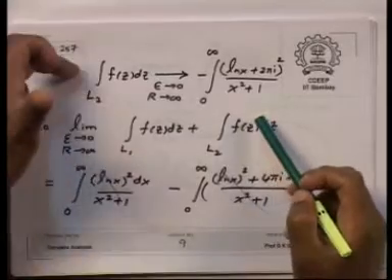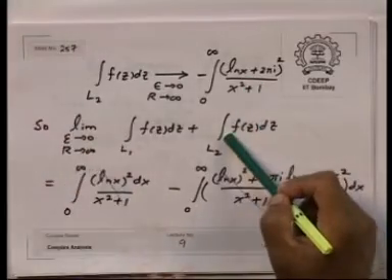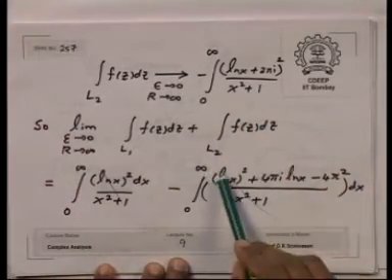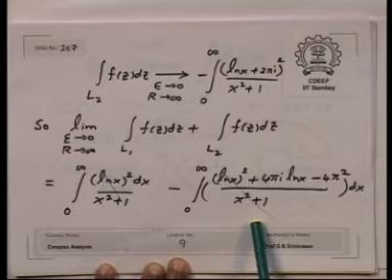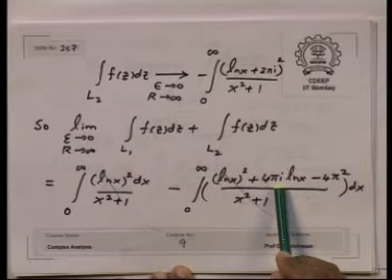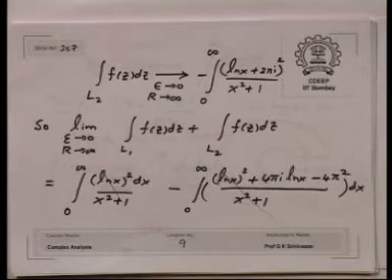So, when you add the contribution from L1 and L2, the log x squared disappears and the log x term remains. If you had started out with log z upon z squared plus 1, the log x term would disappear and what would remain is the integral 0 to infinity dx upon 1 plus x squared. You will not get the integral that you want, you will get some other integral. You understand why you took the log z the whole squared?